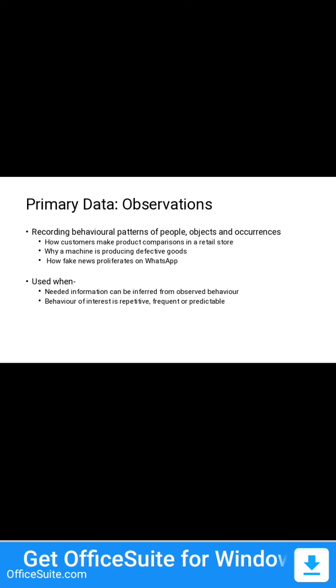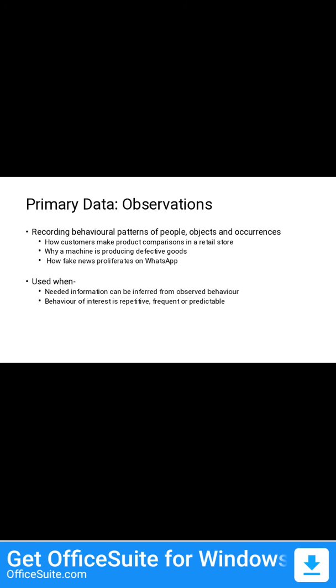So if something is repetitive, it keeps on happening again and again, so you can keep on observing that particular event. It is frequent, so you can make your observations again and again. So in such instances you go for observation. If the event that you are interested in is not repetitive and frequent, then it has to be predictable.